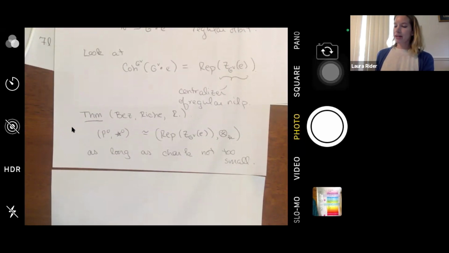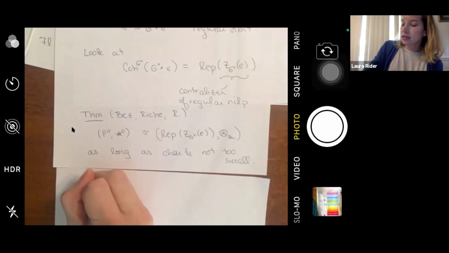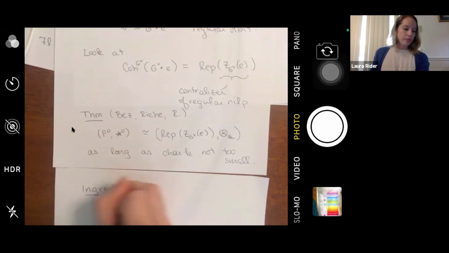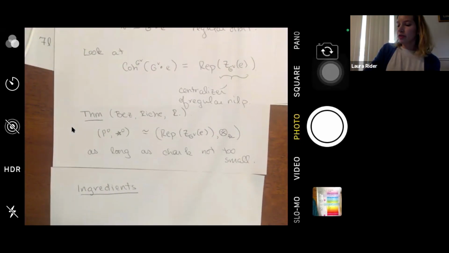Now maybe I'll say a few words about what goes into this. So, some ingredients. The first problem that I mentioned was that we don't have a fiber functor.